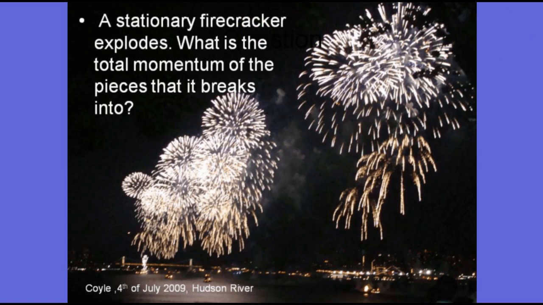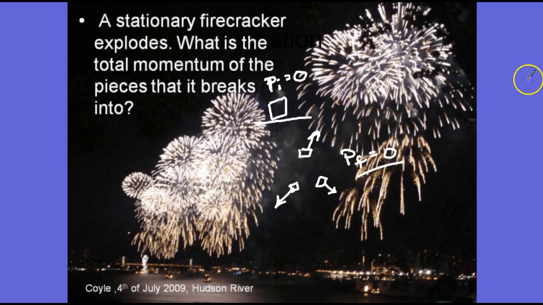Okay, when a firecracker explodes, say we have a firecracker that looks like this. When it explodes, it breaks into pieces, and those pieces are all moving off in different directions. Conservation of momentum says if the initial momentum is 0, like that firecracker that's just sitting there being still, then the final momentum also has to be 0. So if I added the momenta of each of these objects together, I would get 0.